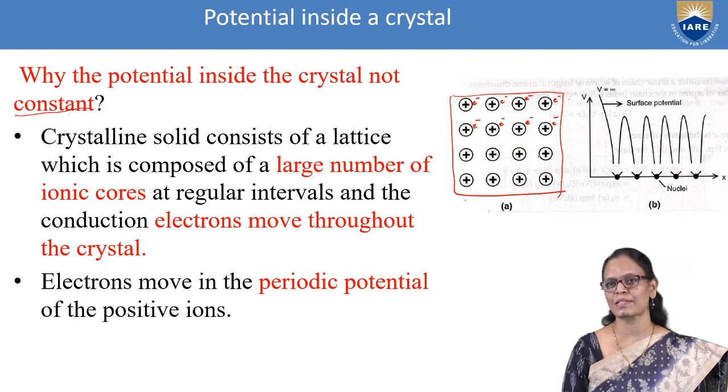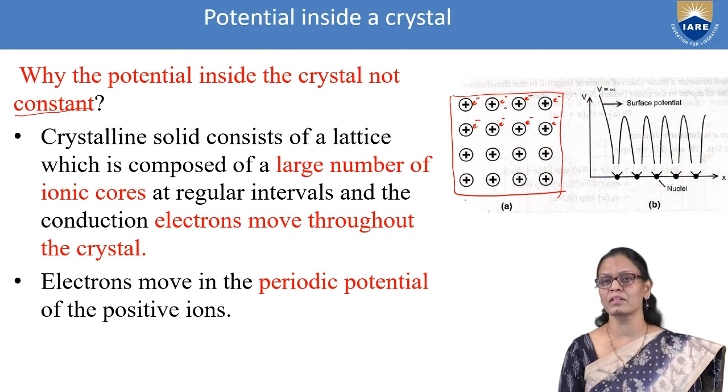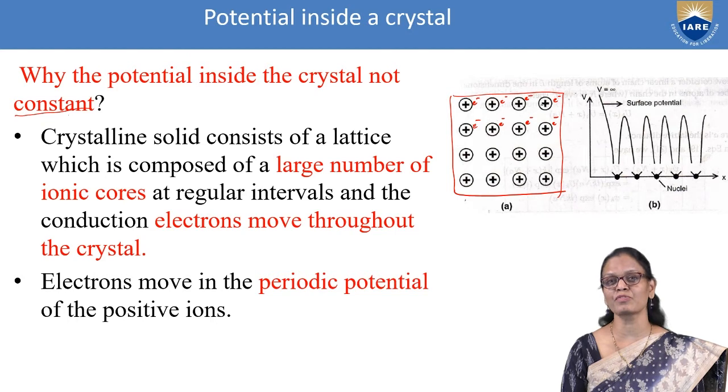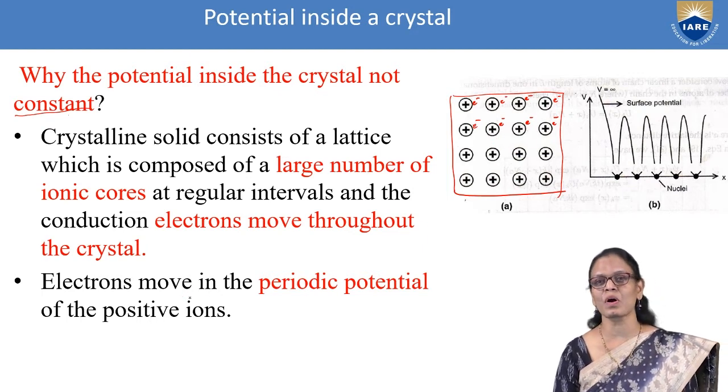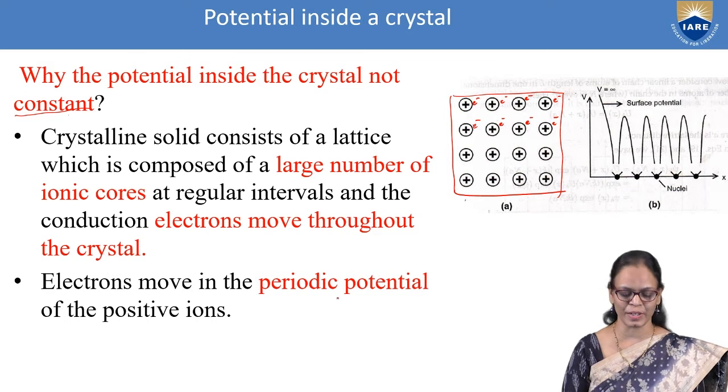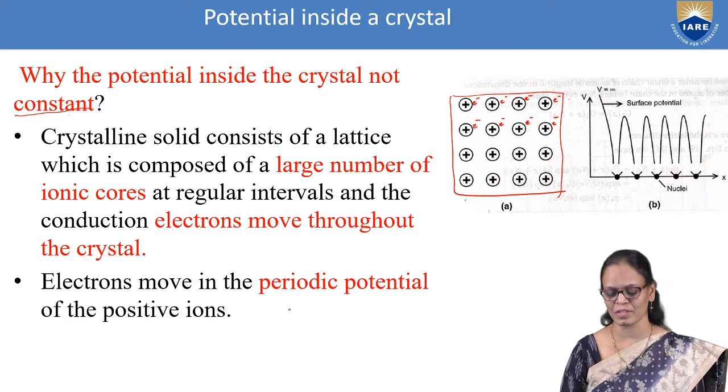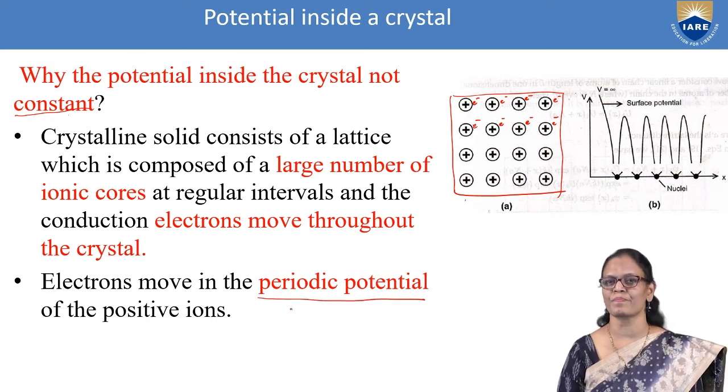They are equally spaced. So if you consider this regular spacing of the positive ion cores and the free electrons, these free electrons move throughout the crystal. That is what is considered. Now these electrons move in a periodic potential of the positive ions. So this new term is coming: they said it is periodic.